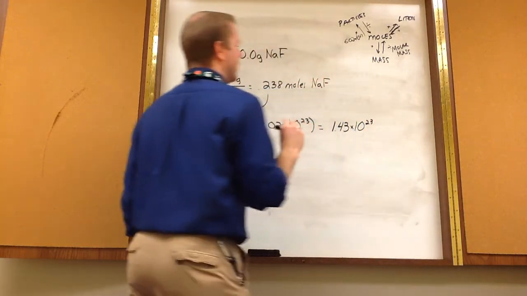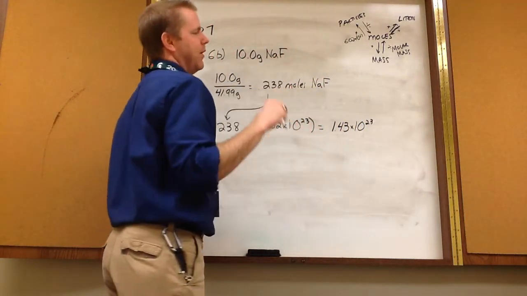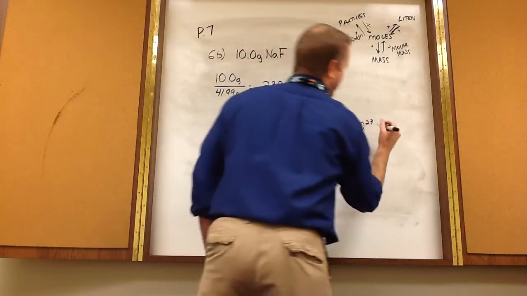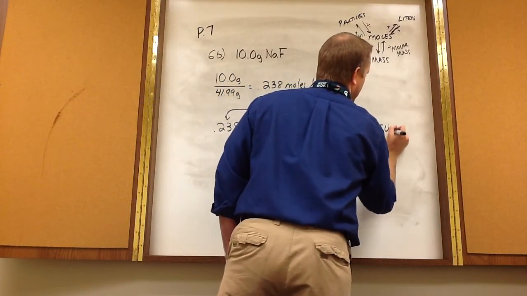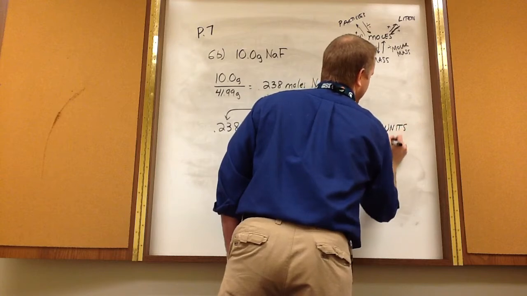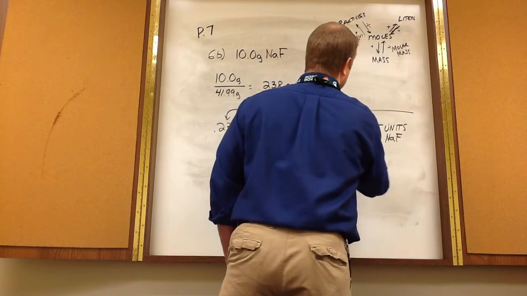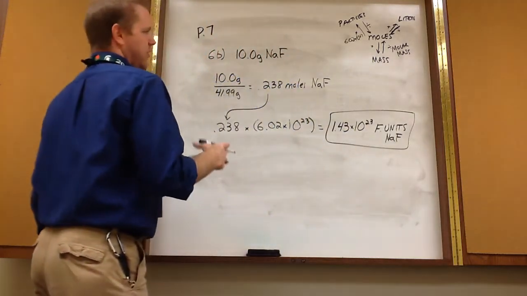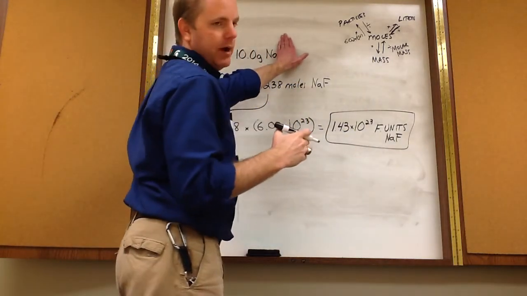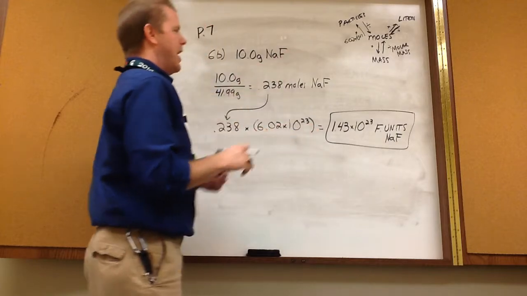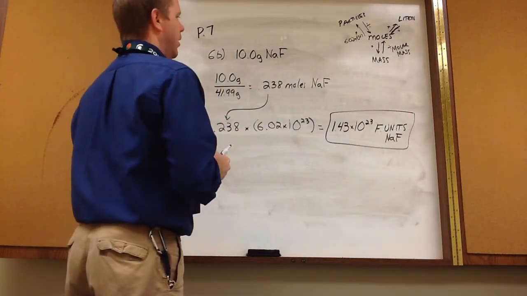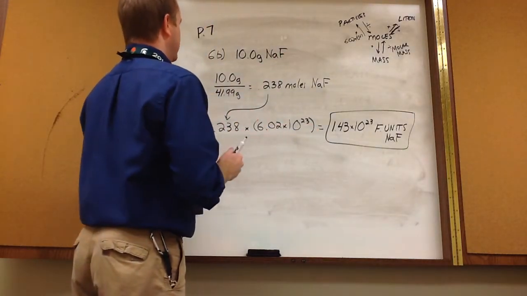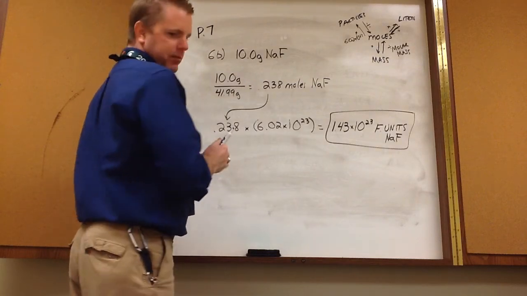Now, the label on this is NaF, right? So that's a metal and a nonmetal. Therefore, this is formula units of NaF, because we call things that are a metal and a nonmetal formula units. If it was just a single element, we would call it atoms. If it was 2 nonmetals like water, we would call it a molecule. And that's 1 through 6b.